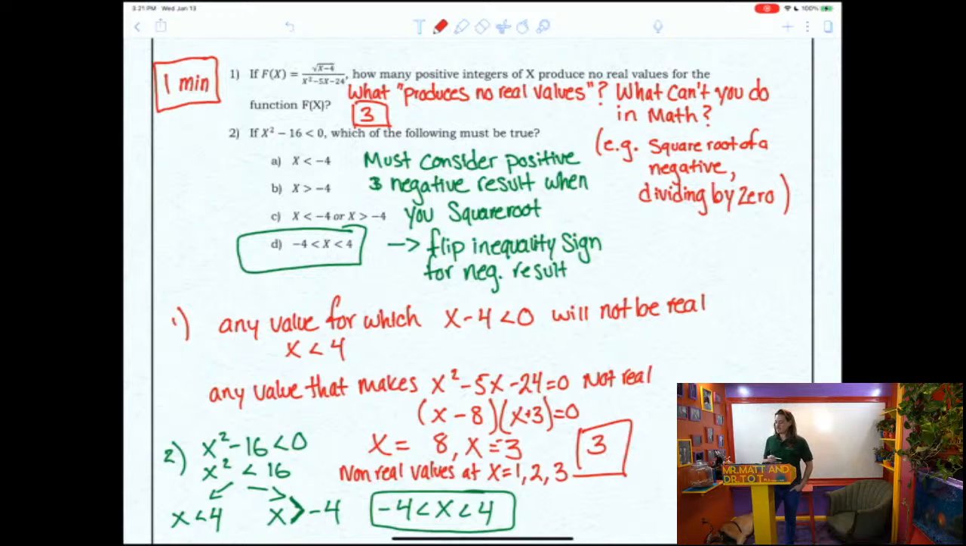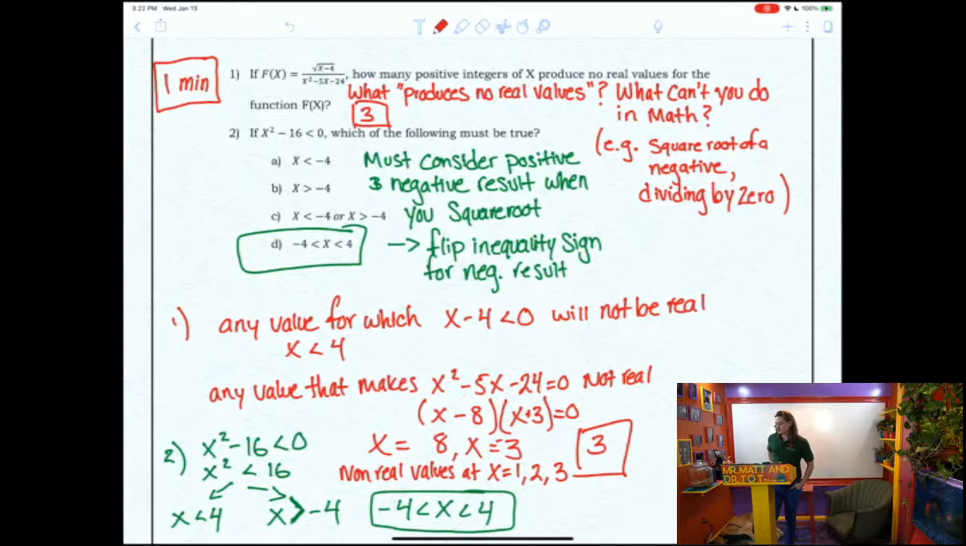So any number that makes the denominator equal to 0, namely positive 8 or negative 3, will produce a non-real output. If we count all of these up, notice that the answer for negative 3 doesn't count, because we can only use positive integers. They say that directly in the question. As a result, we'll have non-real values when x is equal to positive 1, positive 2, and positive 3. So that's a total of 3 values that will produce non-real outputs. So the answer to number 1 is 3.